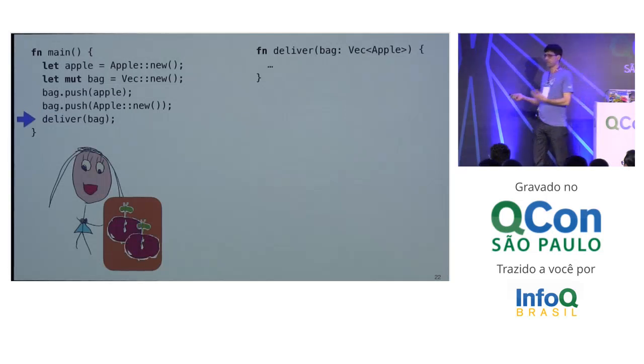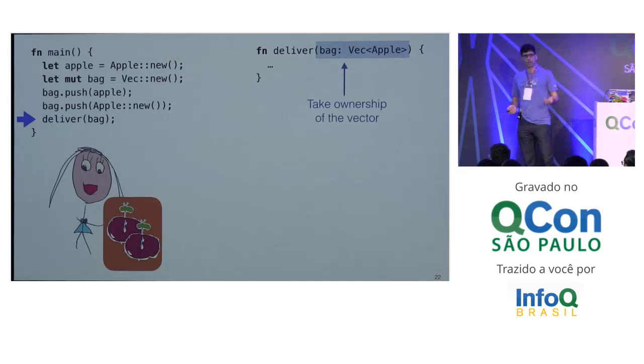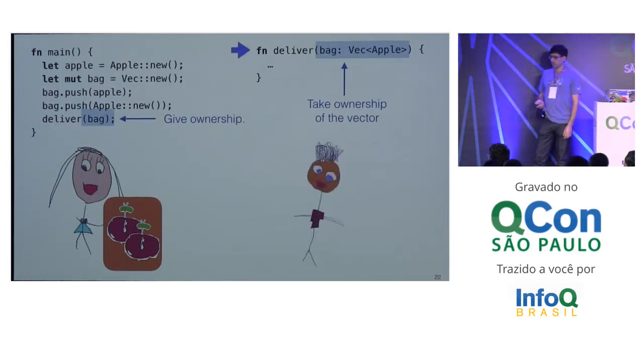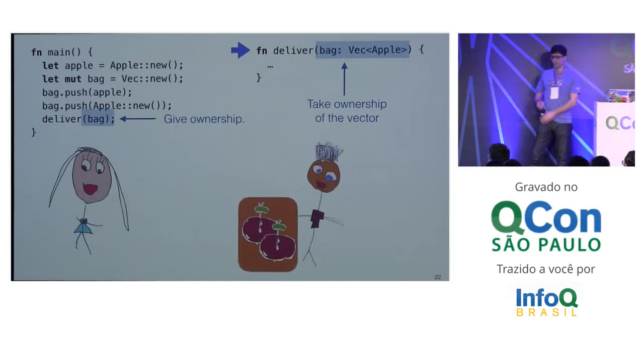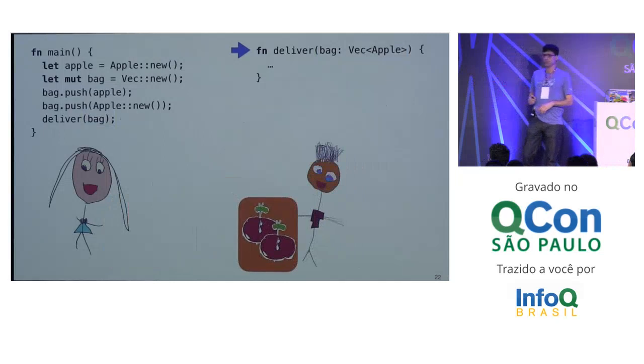And then I can call this deliver function. And just like before, deliver takes a vector of apples. That's what that syntax means. It's a generic syntax. And it takes ownership of the whole vector. Right? So when we call, our function comes back, and we give the whole vector over. And now they're owning the whole vector, and we have nothing to do with it or its contents.